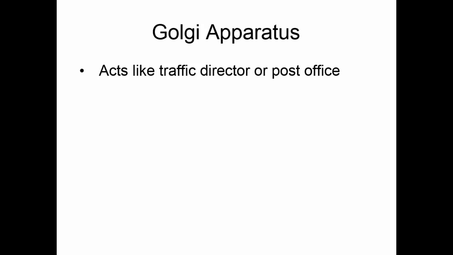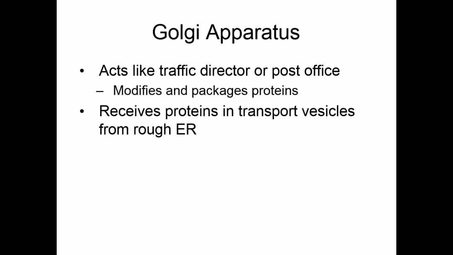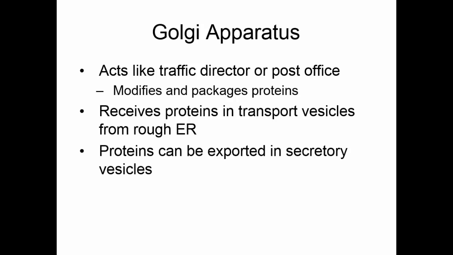The Golgi apparatus is a series of flattened membranous sacs. This acts like a traffic director or a post office. It will modify proteins made by the rough endoplasmic reticulum and package them for secretion from the cell. So it receives proteins in transport vesicles from the rough ER, and then these proteins are modified in the Golgi apparatus, and then they're exported in secretory vesicles.